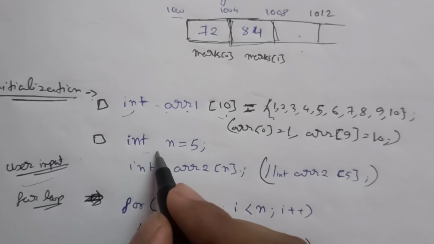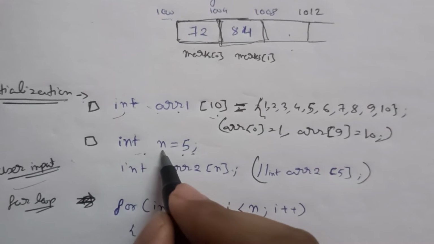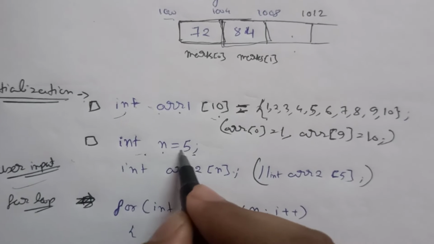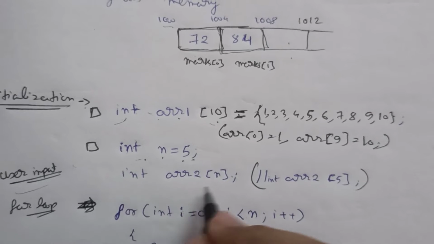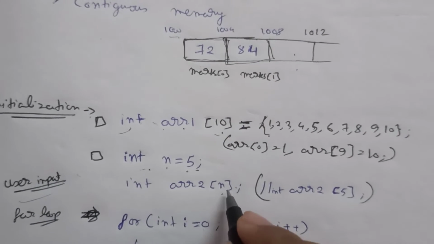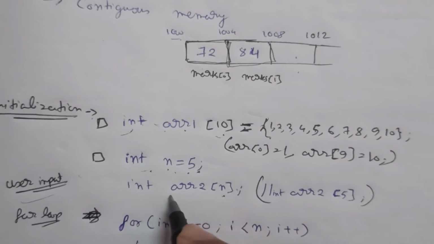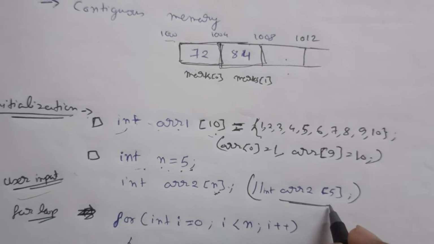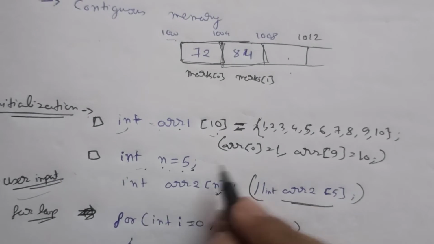So first we were initializing the size of the array. We have a variable n, and we are assigning the value 5 to n. So this 5 will be the size of our array. Now, for declaring the array, that is array 2, instead of writing 5 here we write n, and as we have already declared n as 5, whenever we write n, it will work as 5. So this will work like int array2 of size 5. So now we have an array of size 5.